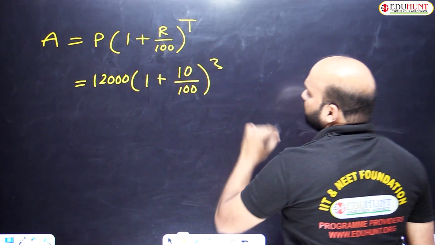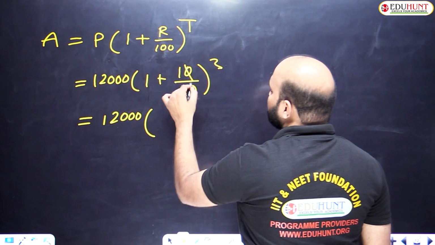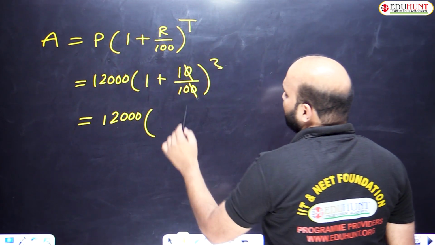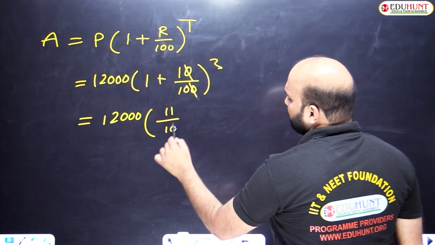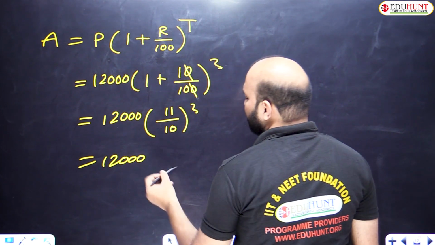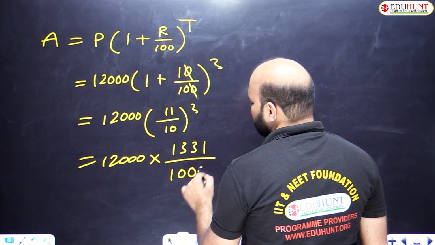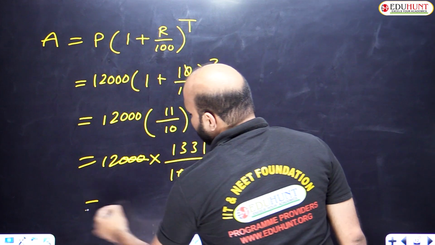Time 3 years mentioned. Whole cube. So 12,000 into, the zeros cancel. 1 plus 1 by 10 can be written as 11 by 10 whole cube. So 12,000 into 11 cube, value 1331, 10 cube, value 1000. So 3030 cancel. 1331 into 12.